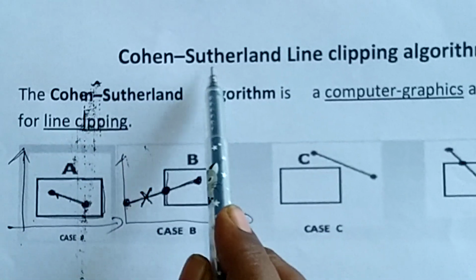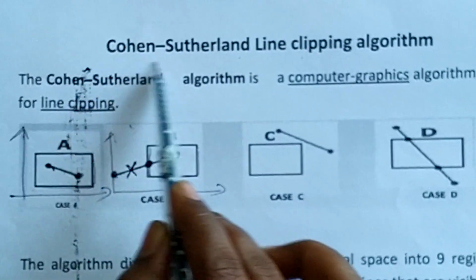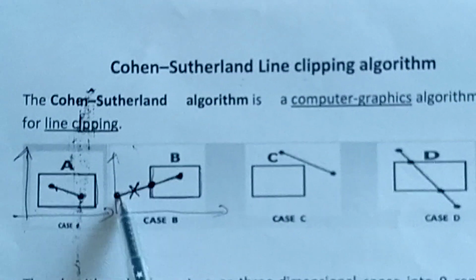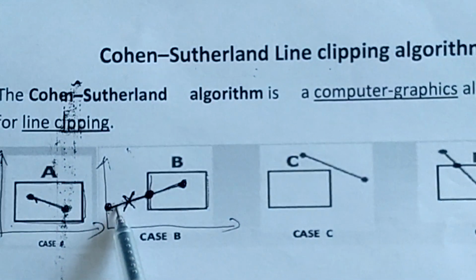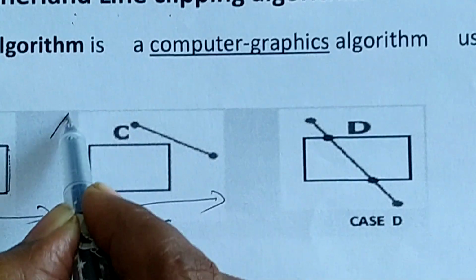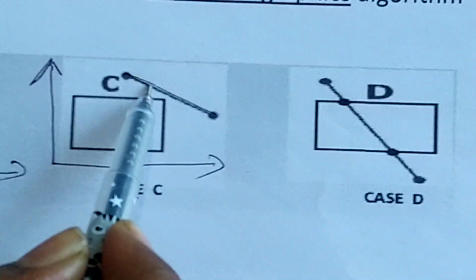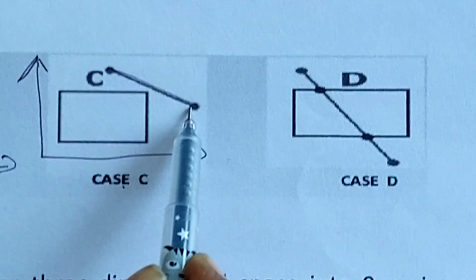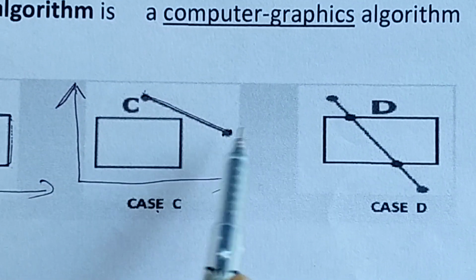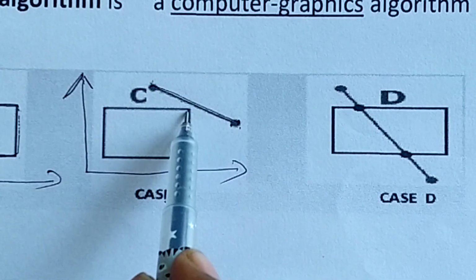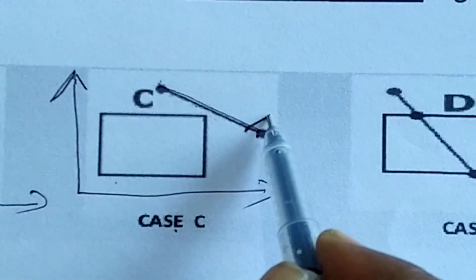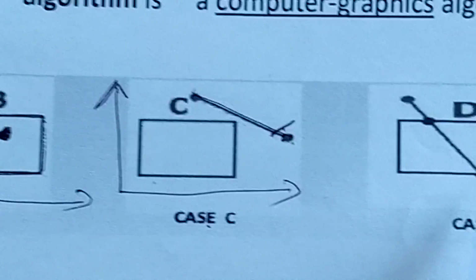To perform this kind of line clipping, we need to study an algorithm, called the Cohen Sutherland line clipping algorithm. This algorithm is used to reject or clip the line, or the portion of the line, that is present outside the clipping window. Then we'll go for case C. In case C, the line segment completely resides outside the clipping window. In that case, we don't want to perform line clipping, because both end points and the entire line segment are outside the clipping window. So this type of line segment is negligible. We don't want to perform line clipping here.